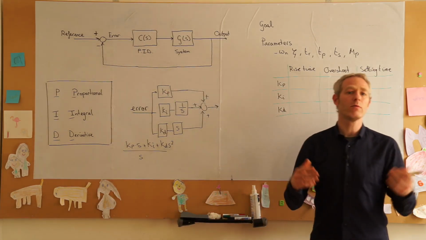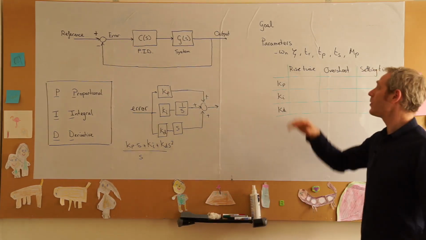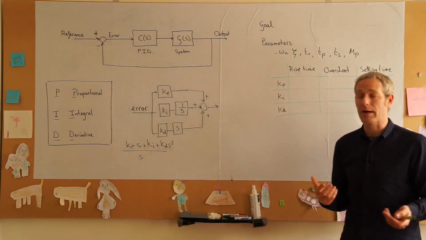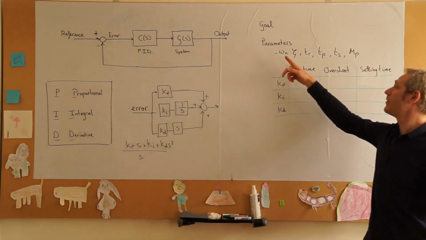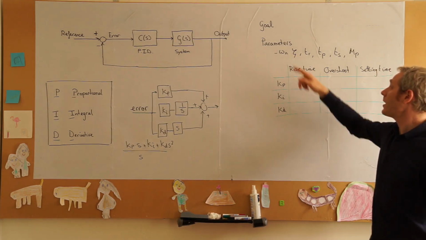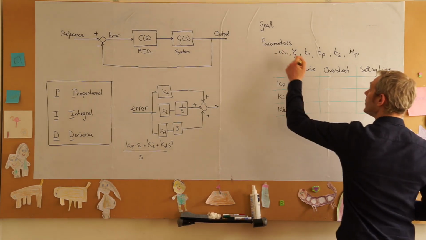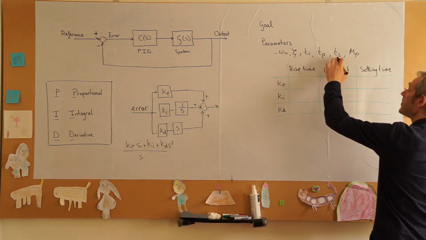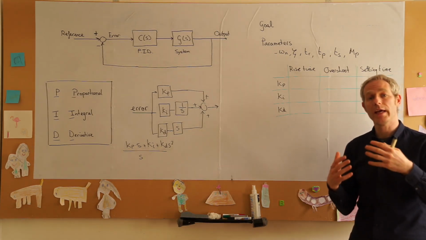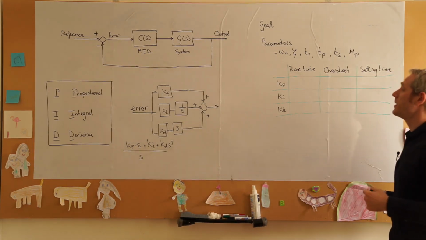But why would we even want a PID controller? Well, we said before we have a goal of changing behavior, but what kind of behavioral parameters do we have? Well, of our second order system, we have the natural frequency, the damping ratio, we have the rise time, the peak time, the settling time, and the maximum overshoot. And those are all behaviors we want to control with our PID controller.